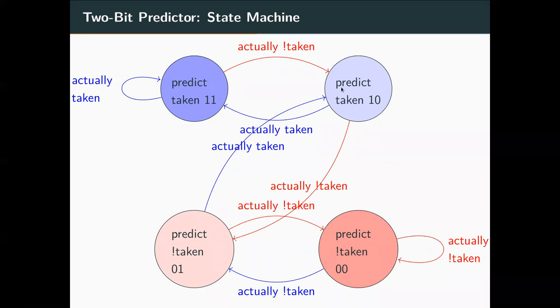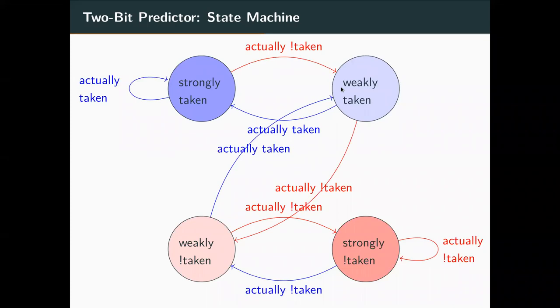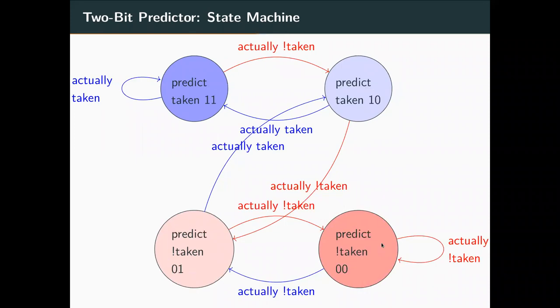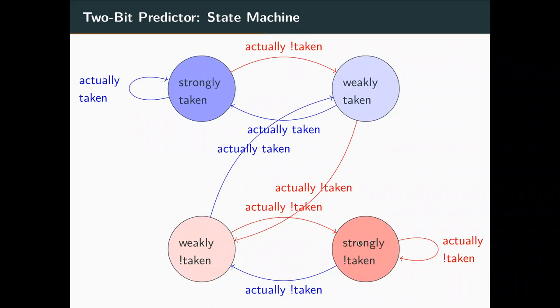Here's another look at it with some less formal language. So we can say that the state over here is strongly taken, this one's weakly taken, weakly not taken, strongly not taken. And obviously, if we're in one of these strong states, if we continue seeing things that reinforce our assumption, we're just going to stay there. We aren't going to move.